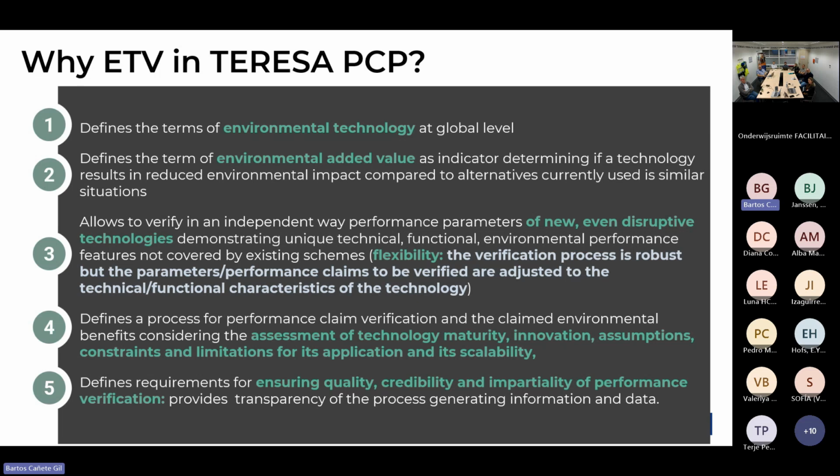So that refers to the TRL level. It's proving its innovation, considering also all the assumptions and constraints and limitations that are related to the technology application and its scalability, which is again the case for Teresa PCP. It also ensures that all these assessments are being done with adequate quality, credibility, and impartiality, which builds trust for the users of this information, and in particular the buyers, the clients, but also for the regulatory purposes.